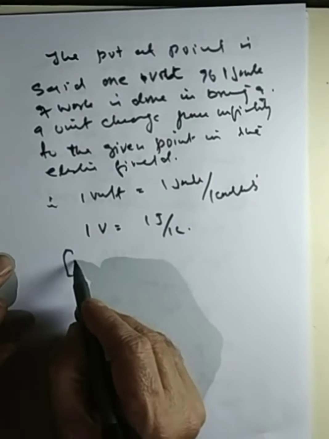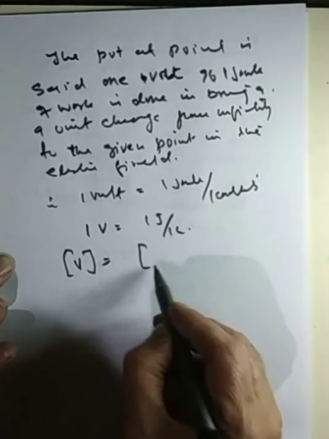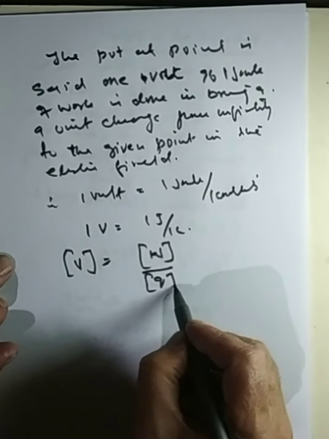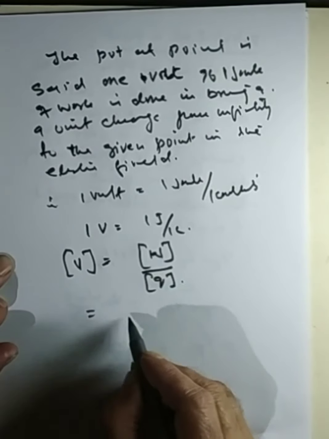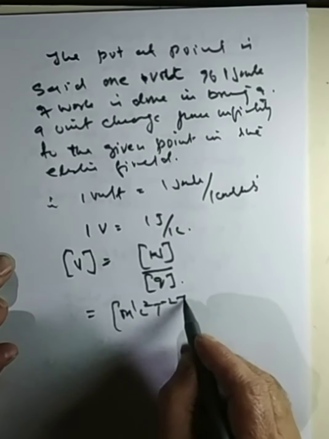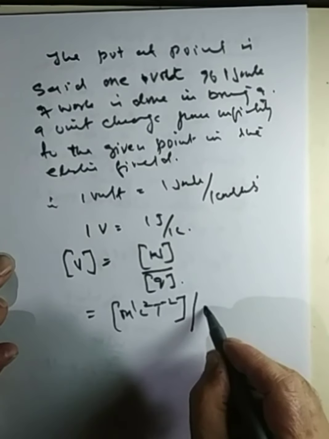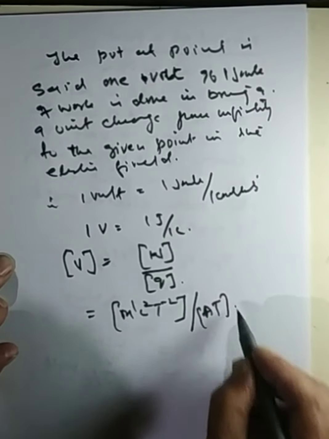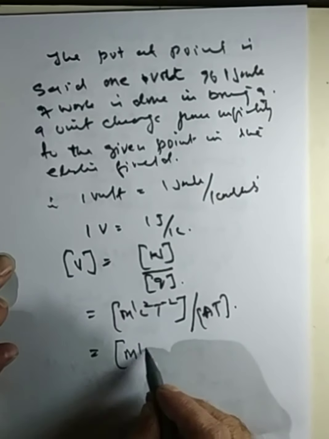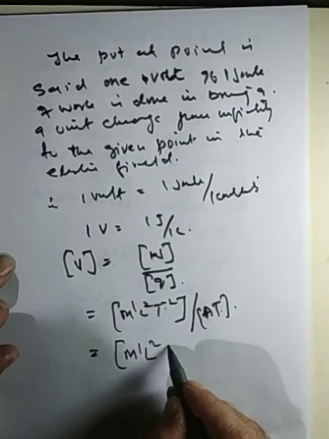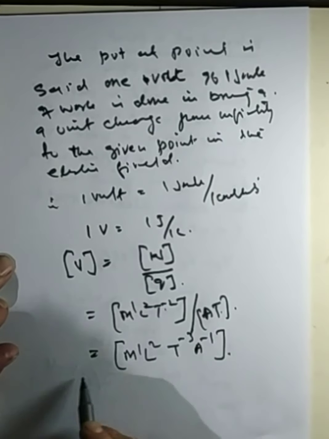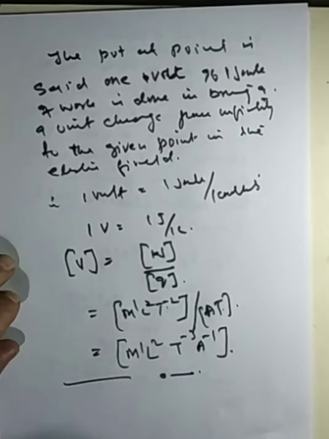Now dimensions of potential is equal to dimensions of work divided by dimensions of charge. Dimensions of work are M1 L2 T minus 2, divided by dimension of charge AT. So this will come out to be M1 L2 T minus 3 A minus 1. Okay.